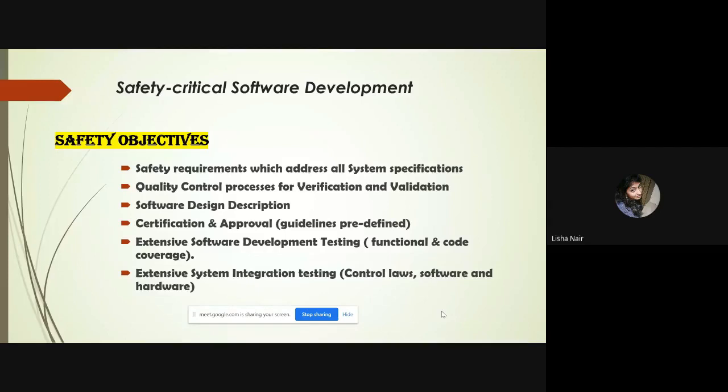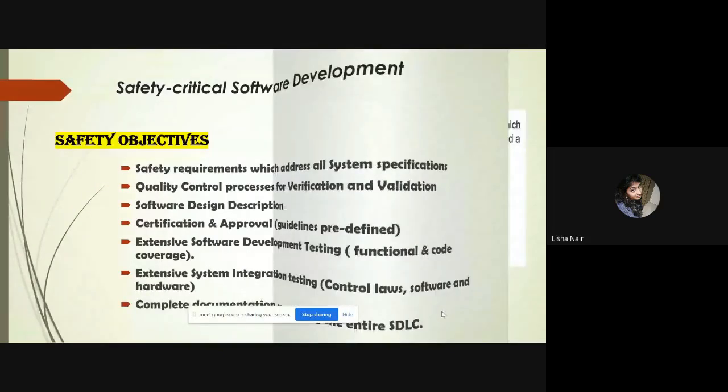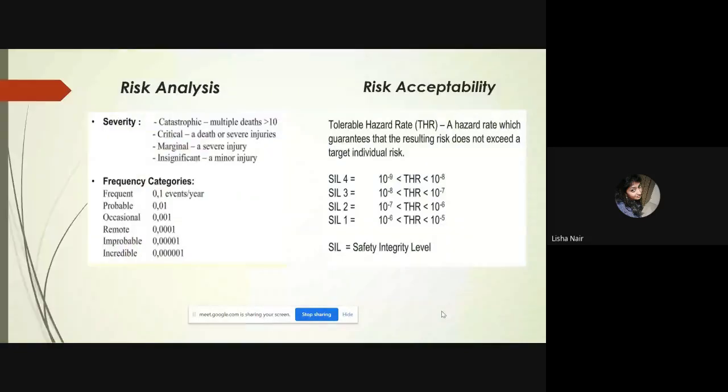So safety objectives are primarily these, where you have to make sure that these are done, and only then can you give out a best system, a best software for that embedded system. And of course, we have to give a complete documentation of what we have done.